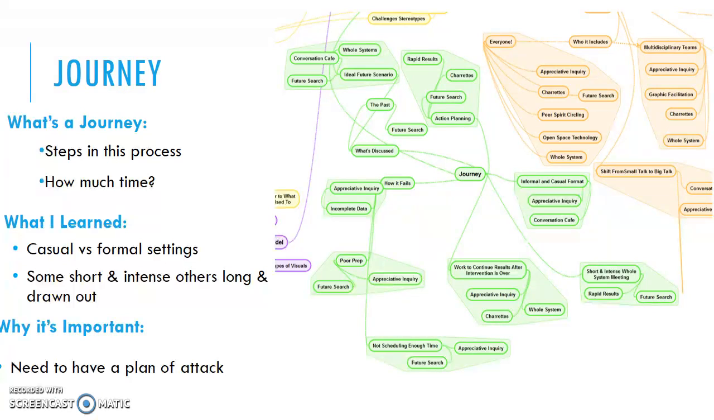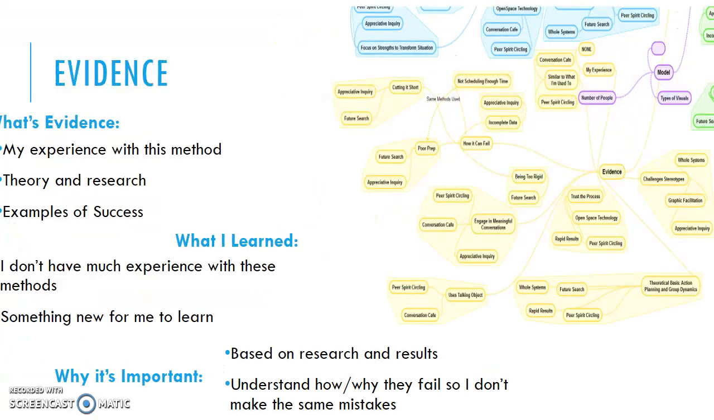So, for example, in Journey, if you look at the top, 3 different things that deal with action planning would be rapid results, charrettes, and future search. So, you can just kind of see the way I basically took everything from my Affinity diagram and literally word for word wrote it into this mind map software.